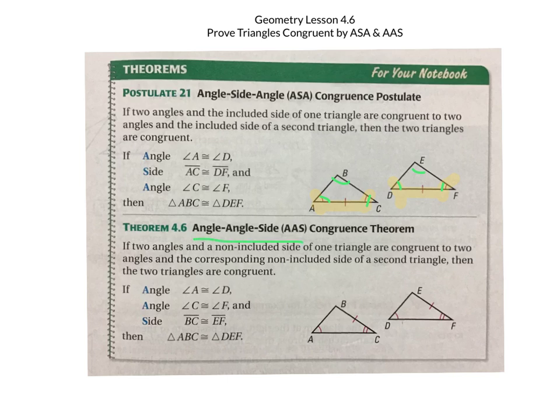Angle angle side is talking about the same two angles, and then the corresponding non-included side. Sorry, let me read this again. If two angles and a non-included side of one triangle are congruent to two angles and the corresponding non-included side of the second triangle, then the triangles are congruent. So again, the angles work because if two angles are congruent, then the third one is going to be congruent.